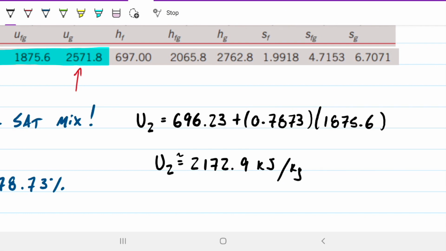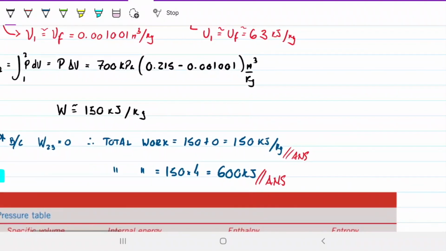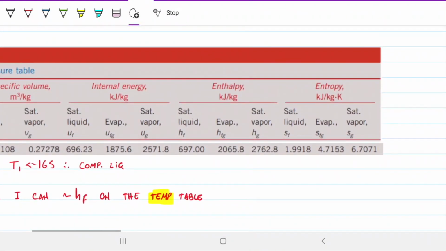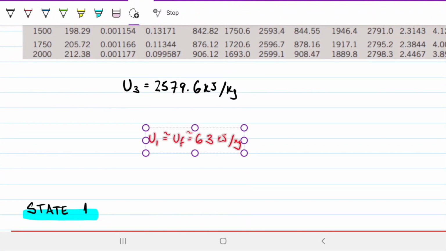Brilliant. So now I have all the delta U's that I need. I have defined all the states. I have all the properties that I could have needed to solve this. Let me go ahead and grab those so that we have them all ready to go. So I'm going to grab this one here, my U1, copy. And that's my U3. So let's put that way here.